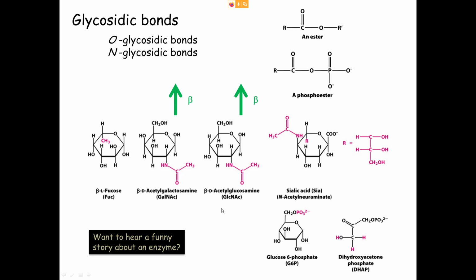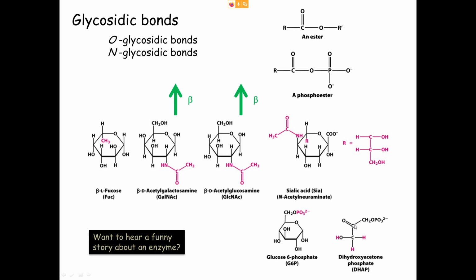If you look on the bottom, we have glucose 6-phosphate. That's the one we just described. This number 6 has a phosphate group attached. Whereas on the one on the far right at the bottom is our 3-carbon dihydroxyacetone, and I've added a phosphate to its carbon number 1.